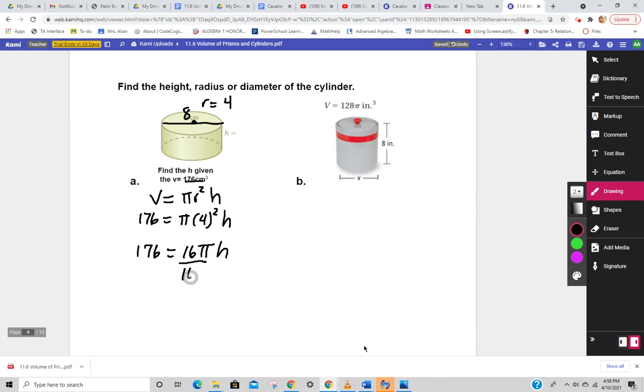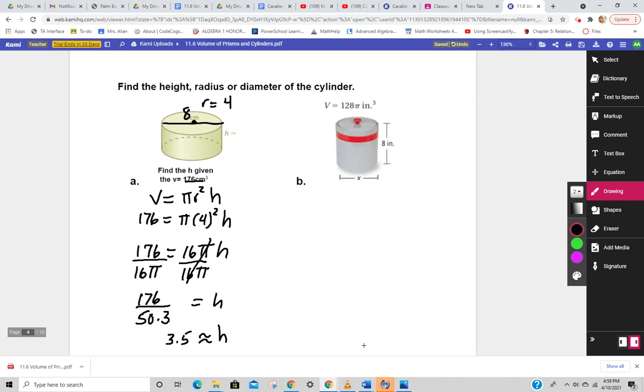Let's divide both sides by 16 pi. So what I'm going to do is take 16 times pi and divide that out. So I'll have 176 over 50.3, rounding to the nearest tenth. And then I'll divide that out. 176 divided by 50.3, that'll give me h. So h is approximately 3.5, the height.